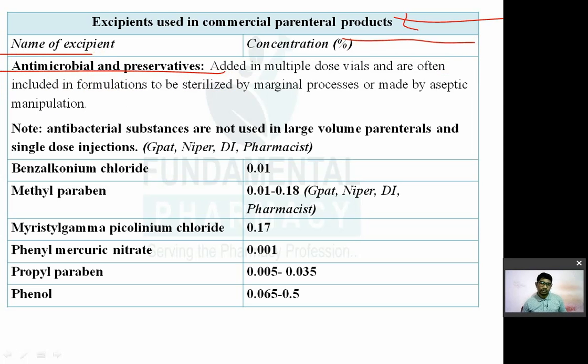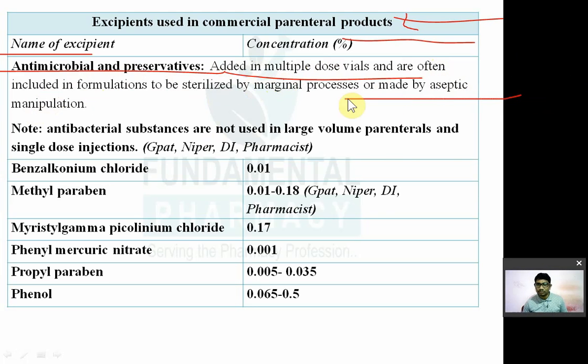Remember, antimicrobial agents or preservatives are only added in multi-dose containers, like vials. They are not added in single dose containers or large volume parenterals. A question has come on this twice. Added antimicrobials or preservatives are added in multiple dose vials, and are often included in formulations to be sterilized by marginal process or made by aseptic manipulation.